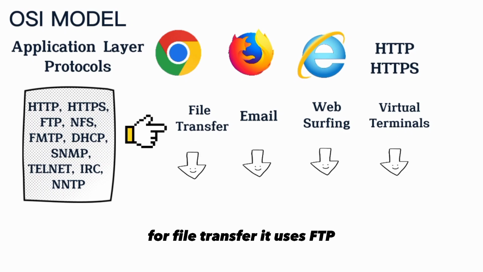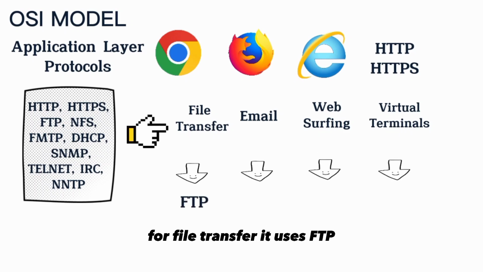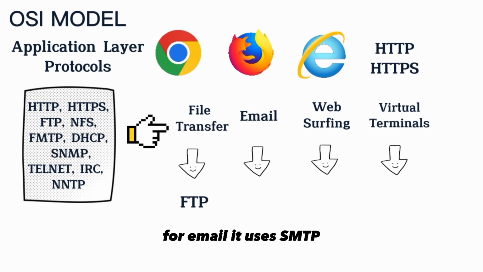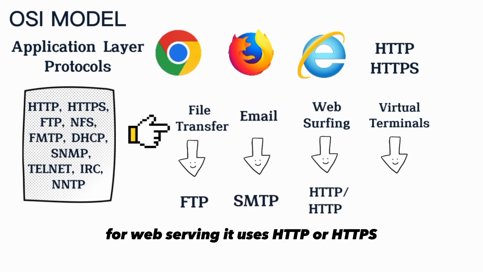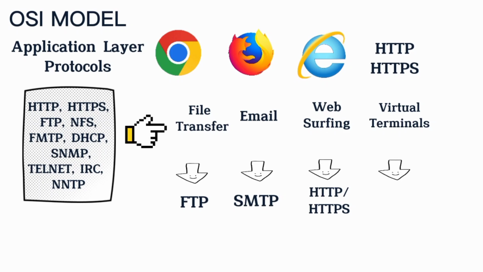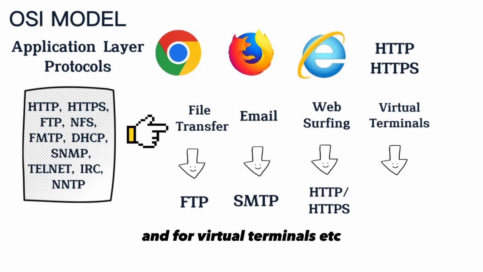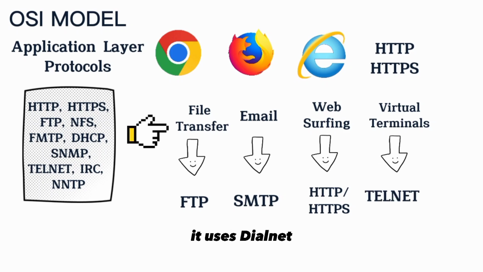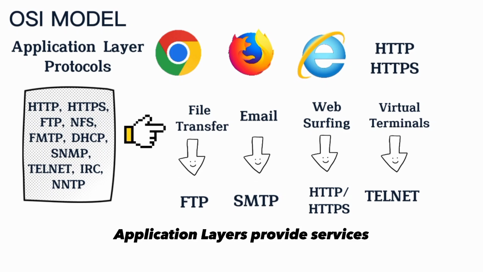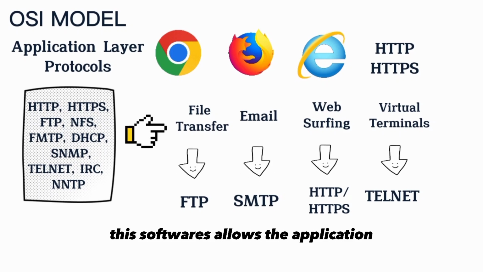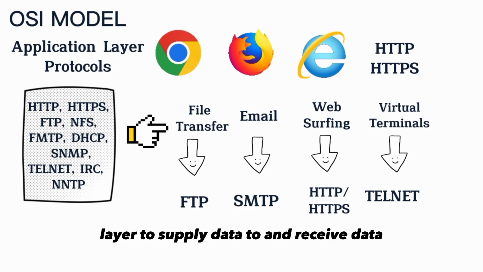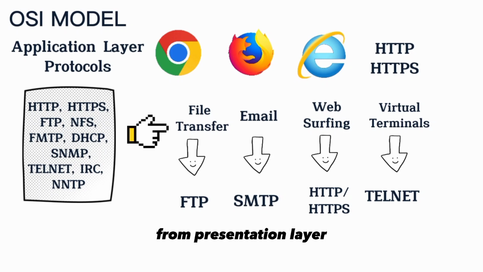For file transfer, it uses FTP. For email, it uses SMTP. For web surfing, it uses HTTP or HTTPS. And for virtual terminals, etc., it uses Telnet. The application layer provides services for network applications. These software allow the application layer to supply data to and receive data from the presentation layer.